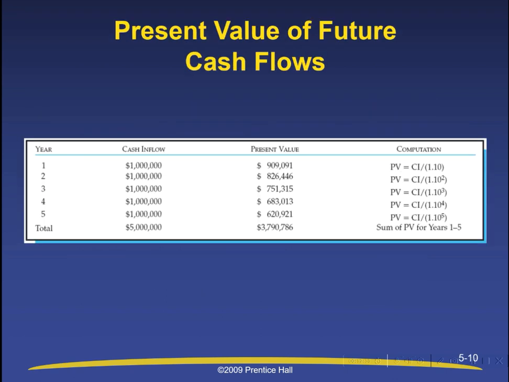Present value of future cash flows. The process is divided into 4 columns. The first column is the year and the second is cash inflow. The third is present value, while the fourth is computation. So as you can see, in the first year, we have the cash inflow of $1 million and we have the present value of $909.91. And we also have its computation as PV equals CI over 1.10. The same goes for year 2, year 3, year 4, and 5. And finally, we have the total as shown in the table.